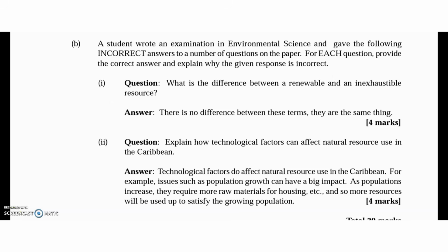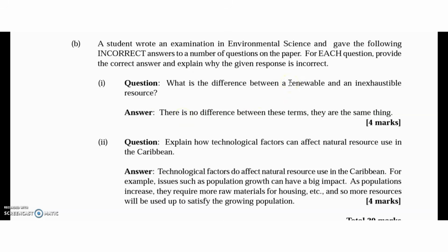All right. A student wrote an examination in environmental science and gave the following incorrect answers to a number of questions on the paper. For each question, provide the correct answer and explain why the given response is incorrect. Now, the first question, B part 1. What is the difference between renewable and inexhaustible? And the answer from the student is that there is no difference between these terms. They are the same thing. That is wrong.